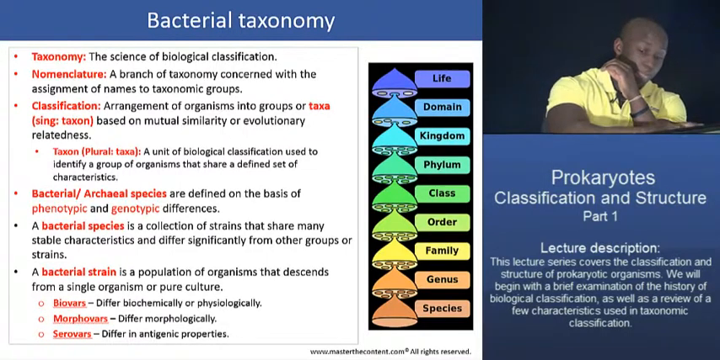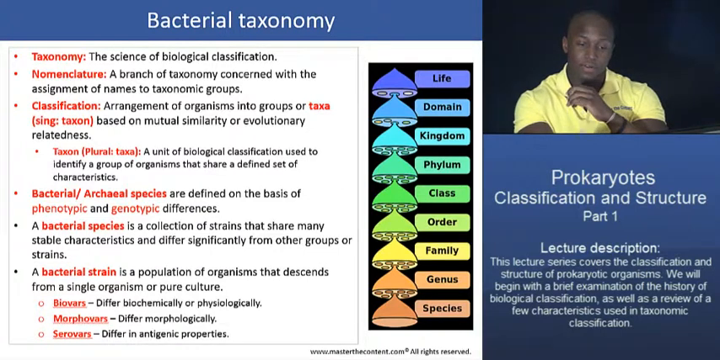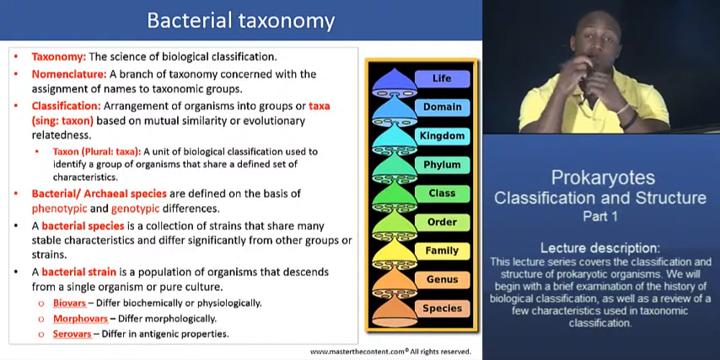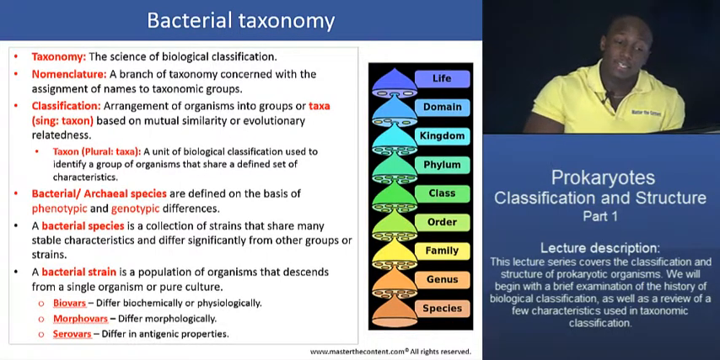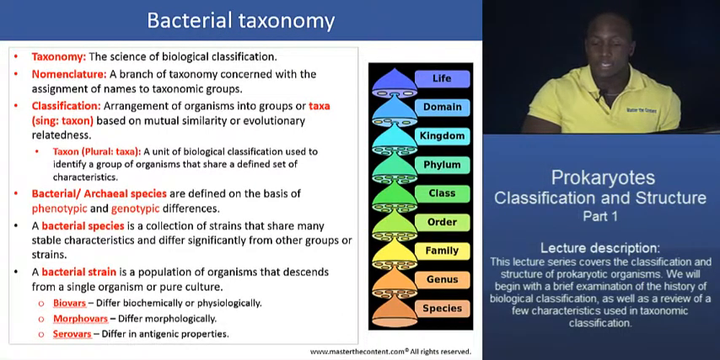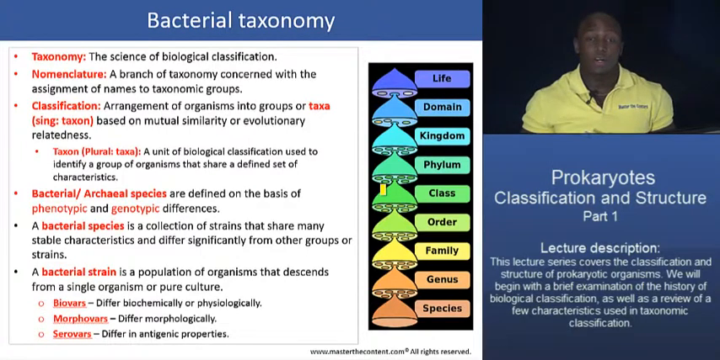What I have on the right of the screen is a diagram that shows you the different taxonomic ranks, in ascending order. The most basic taxonomic rank that we use in biological classification today is the species, the first one at the bottom of that diagram. After that, we move on to the genus, then the family, the order, the class, the phylum, the kingdom, and finally the domain.